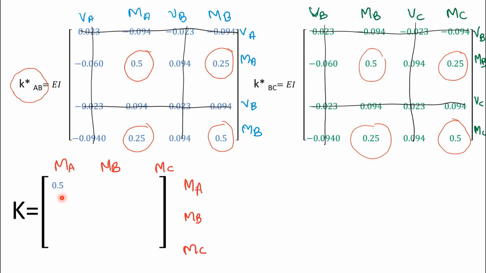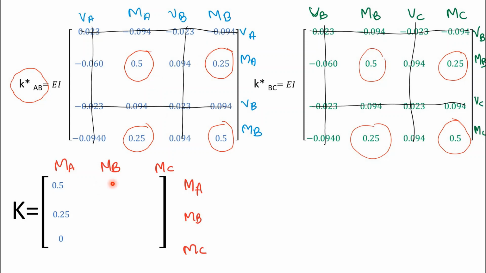Fine. Now the next coefficient is MA, MB. So we will look at MA, MB. The next coefficient is 0.25. Here there is no MA, so we don't have to consider K star BC for this also. So the value corresponding to MA, MB is 0.25. Now we have MA, MC. But in K star AB, there is no MC term, and in K star BC, there is no MA term. So MA, MC is not present in either element stiffness matrix, so we will keep that value as 0.